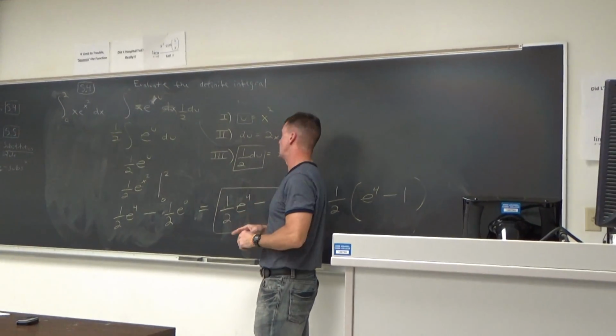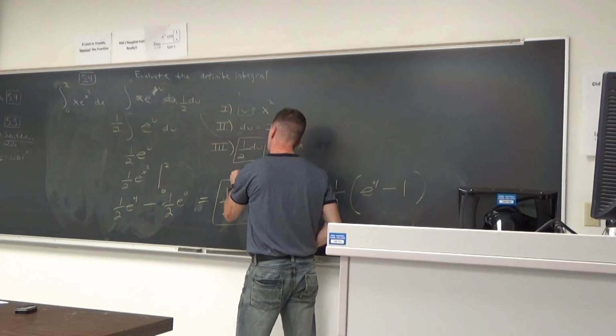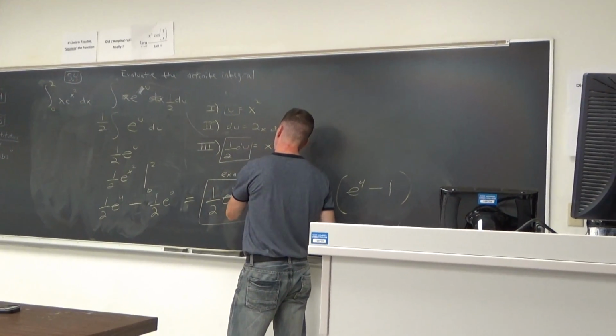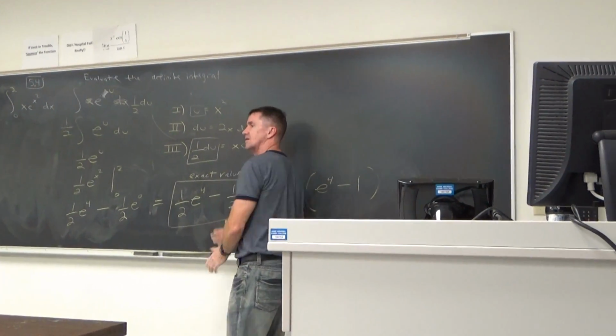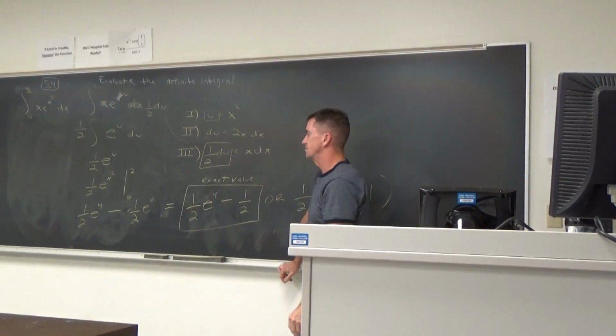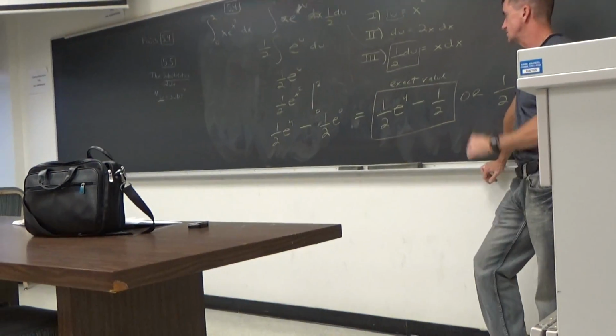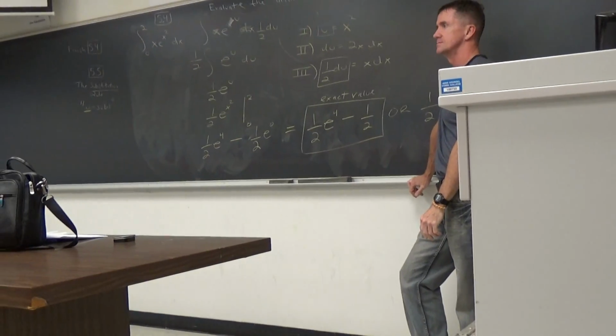You don't have to do it, you can just do it like this. The calculator though is going to put it in decimal. This is called exact. This is the exact value of the integral. The calculator is going to give it in decimal format, approximately.